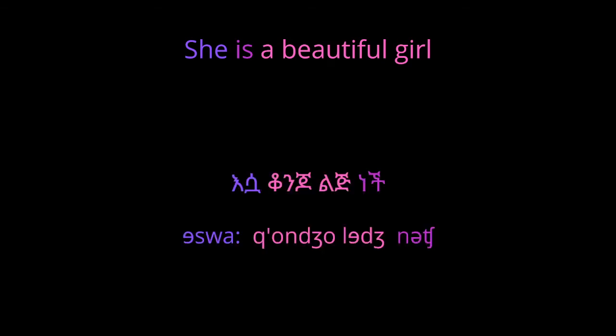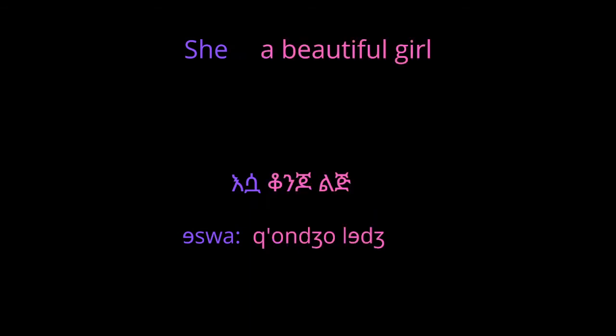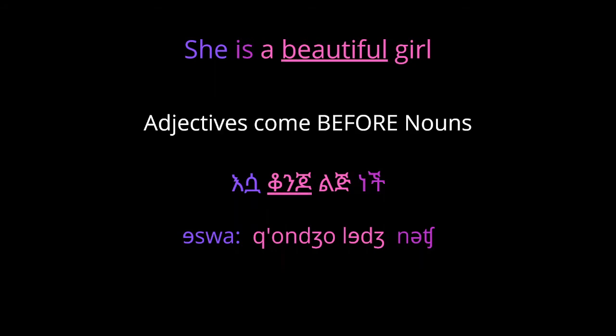She's a beautiful girl. እሷ ቆንጆ ልጅ ነች. Beautiful is ቆንጆ. An adjective always comes before a noun.